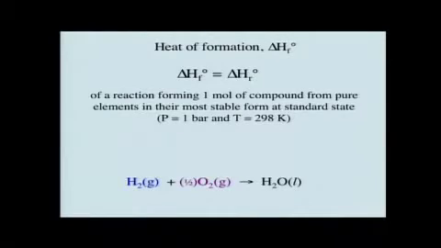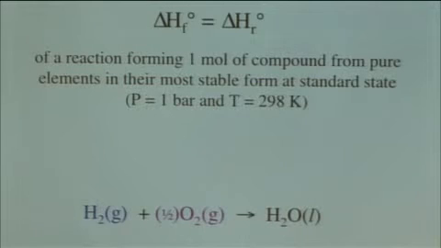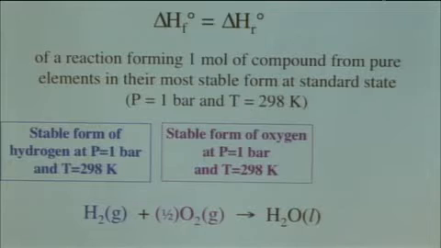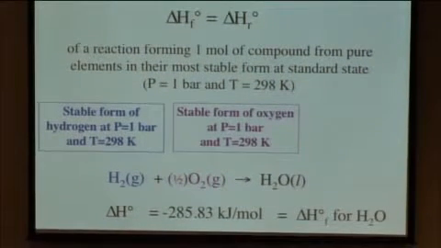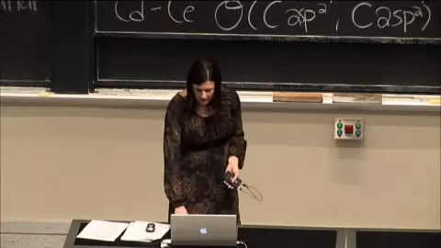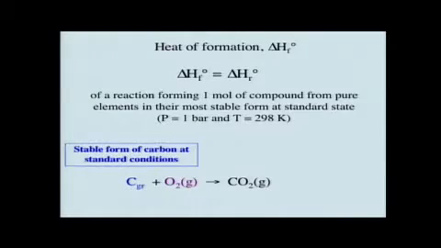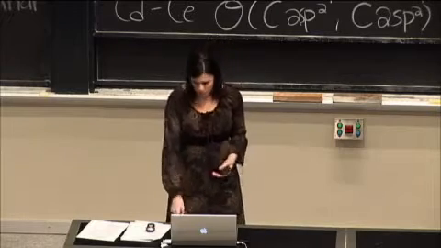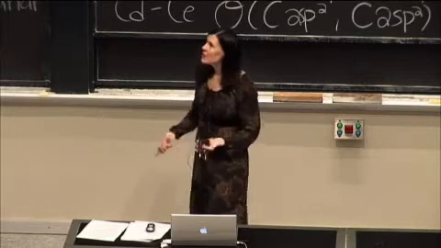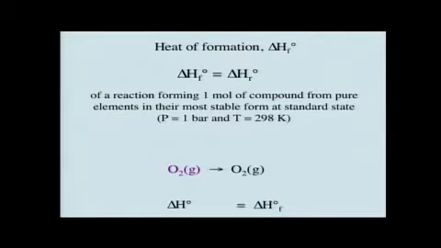But let me say that, for example, if we're talking about water here, that's formed from hydrogen and oxygen, with the elements in their pure forms at 1 bar, standard states, and room temperature. If we look this up in our textbook, we would find that the delta H of formation for water is negative 286 kilojoules per mole. Similarly, we can look up the same thing for carbon dioxide. And what we'll find here is that our delta H of formation is negative 393.5 kilojoules per mole.